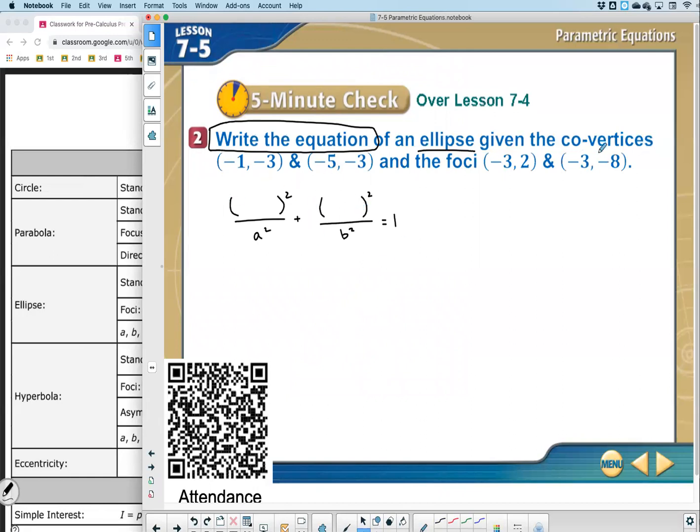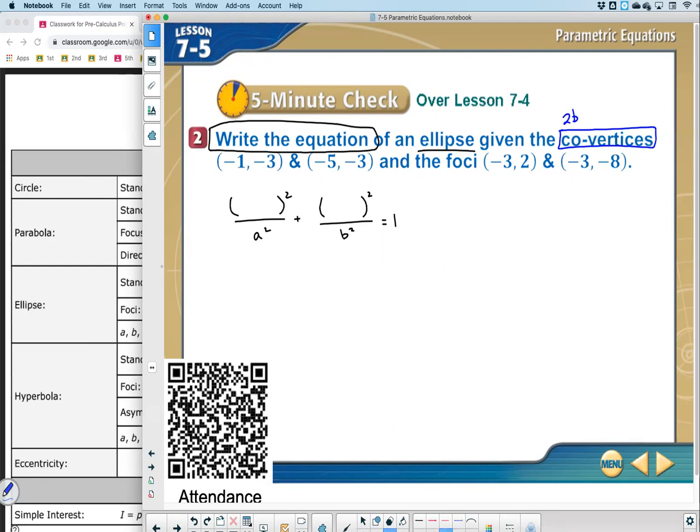So to determine that, we need to know some vocabulary. It's going to say covertices. What should we associate covertices with? It's either 2a, 2b, or 2c. 2b is correct. It's 2b. So the other words for covertices on an ellipse, the minor axis goes from covertex to covertex. So you could call that 2b. And if it were a hyperbola, you would call that the conjugate axis. So those are other words that mean you would solve the same way.